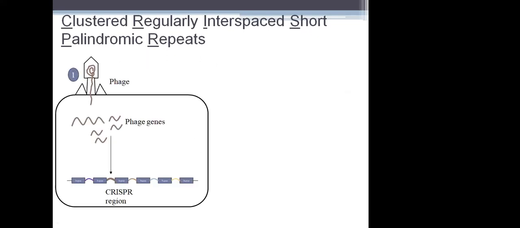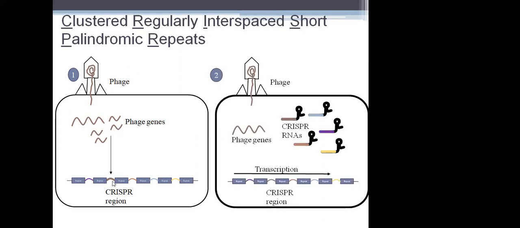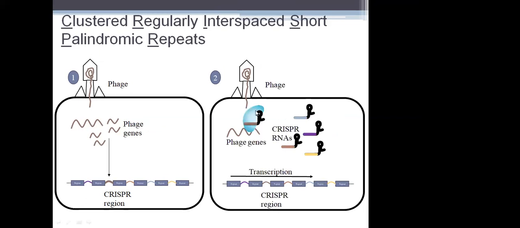Now, what happens when bacteriophages infect the bacteria? They insert their DNA into the bacterial cell. The bacterial cell takes a small part of the phage gene and inserts it into the spacer region. And then when this region transcribes, when it forms its messenger RNA, one part of the repeat region and also the spacer region transcribe into the CRISPR RNA. This CRISPR RNA, along with a protein called Cas9, moves around in the cell and finds out where the phage genes are.